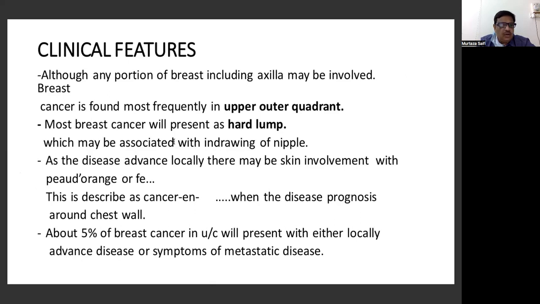Clinical features are very important. Although any portion of the breast, including the axilla, may be involved, cancer is found most frequently in the upper and outer quadrant of the breast. Most breast cancer will present as a hard, painless lump, which may be associated with involvement of the nipple. As the disease advances locally, there may be skin involvement with peau d'orange. This is described as cancer en cuirasse when the disease progresses around the chest wall.